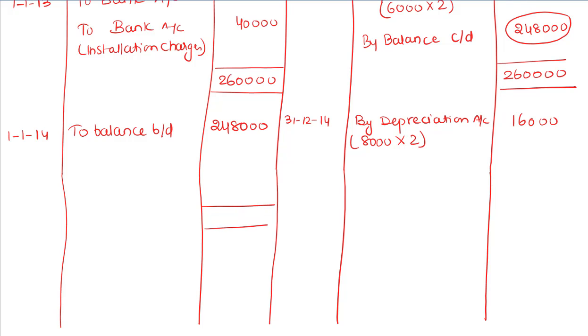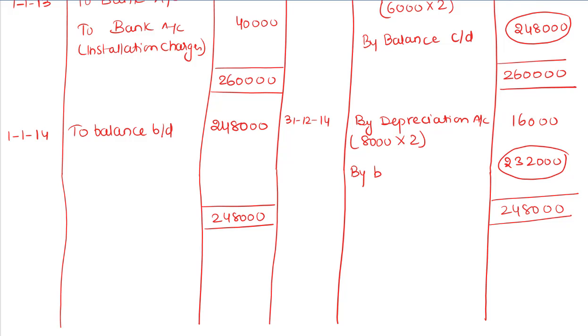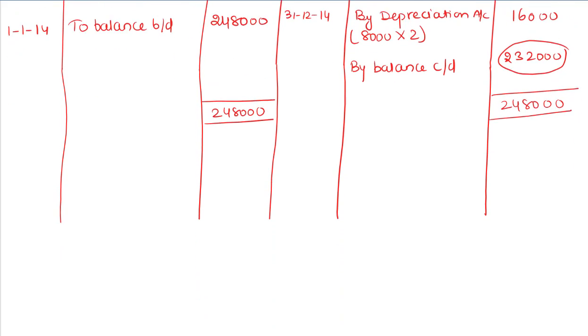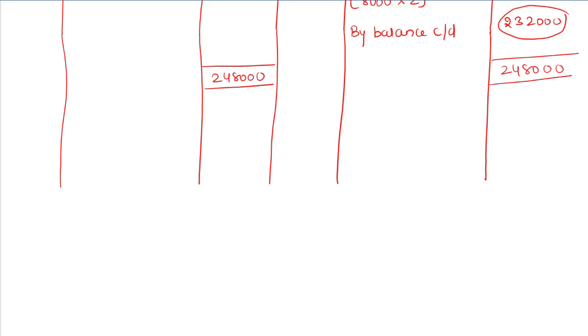Let us do the totals here. 2,48,000 will be transferred to the credit side. 2,48,000 minus 16,000 is 2,32,000. By balance carried down, 2,32,000.